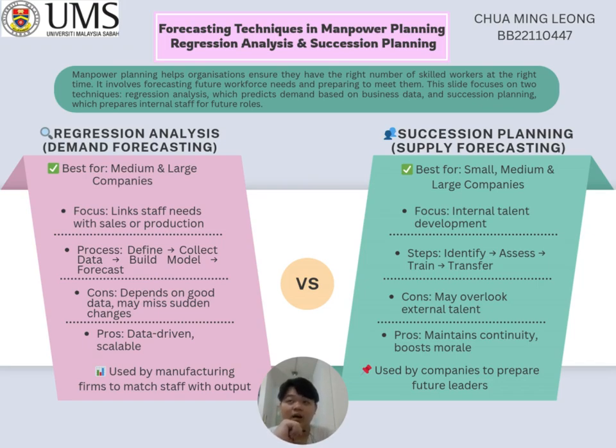So in conclusion, regression analysis is great for big companies for forecasting using big data, while succession planning works well in any company to prepare future leaders. When used together, they help the organization plan better for the future and stay strong.